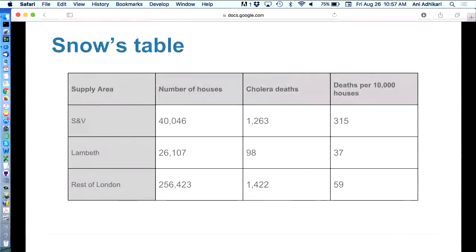All right? So that last column is interesting, isn't it? Deaths per 10,000 households. Please note that you can't make a conclusion just from this one. This is absolute numbers because you have a different total. So looking at rates is going to be very standard. And the rate in that last column, SNV, is about 10 times that of Lambeth. Right? So there is something happening in SNV, and he just said, okay, look, it's the water.